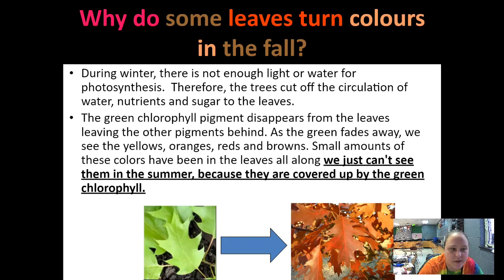Small amounts of these colors have been in the leaves all along. We just can't see them because of photosynthesis taking over, and the chlorophyll gives off that green.